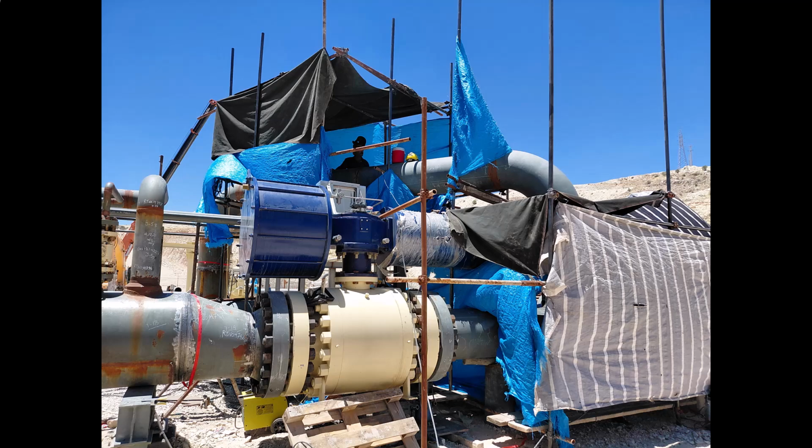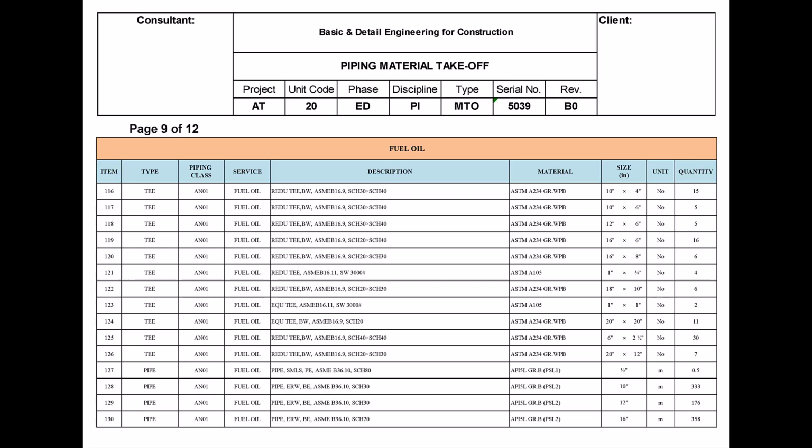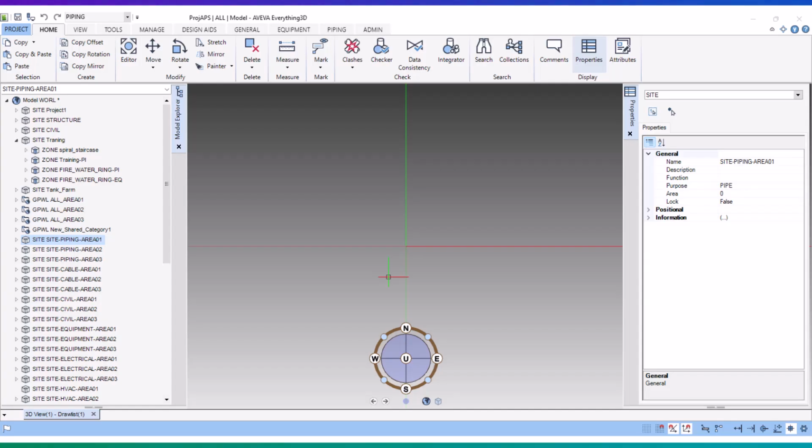In this tutorial, you'll learn how to generate an accurate MTO report in AVEVA E3D and avoid some of the most common mistakes that can affect report accuracy. Let's get started. To generate an MTO report, we first need to create a report using the standard report window. There are two ways to access this window.